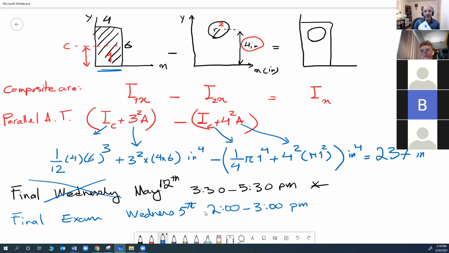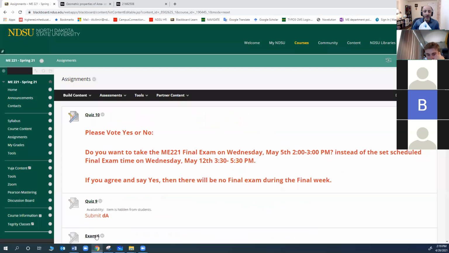There's no lecture that Friday. There's no final exam during finals week. So this will give me a little bit of time to get ahead of schedule and grade the exams, because I have other classes to grade during final exam, and it gives you time during your final exam. So this is open right now.